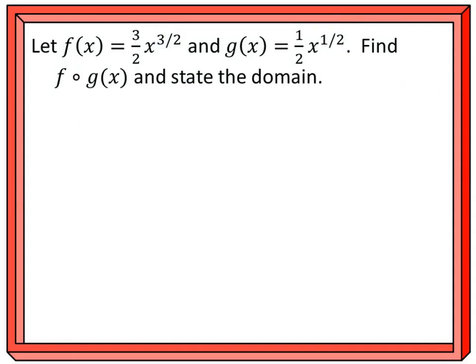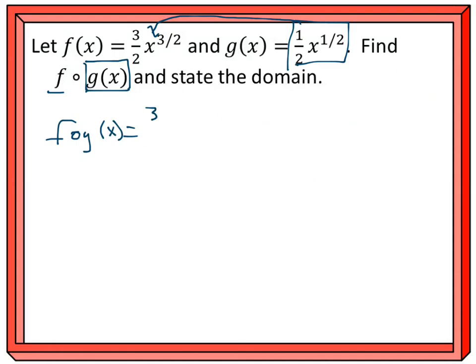Same exact functions. This time we're going to find f composed with g of x, a function composition. And remember, the one that's closest to x is the one that's going to go in for x in the exterior function. So we're going to take all of g of x and stick it in for x in f of x. So f composed with g of x is equal to, on the outside I have 3 halves, and in the place of this x right here, we're going to put 1 half x to the 1 half power, and then all of this raised to the 3 halves power.